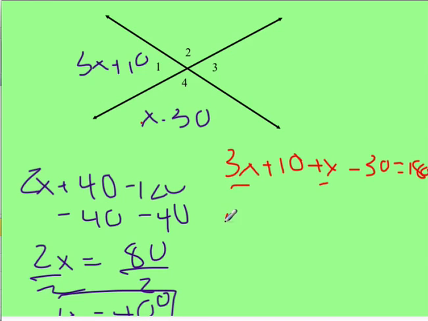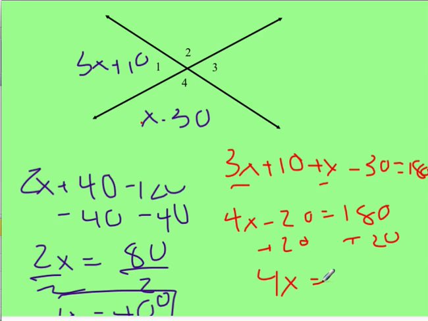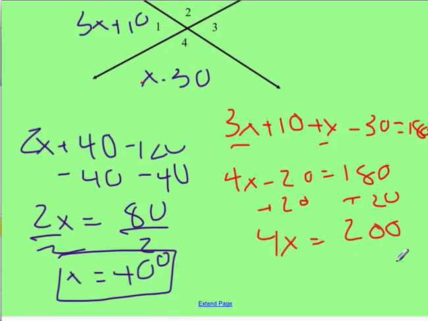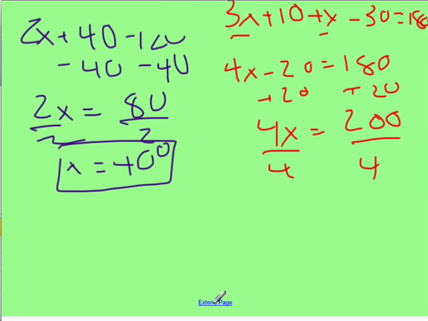So let's combine our x's. x plus 3x is going to give me 4x. 10 minus 30 is going to give us negative 20, and that's equal to 180. Now I'm going to add 20 to both sides, so I get that 4x is equal to 200. Now I need to divide both sides by 4, so then I end up getting that x is equal to 50 degrees.